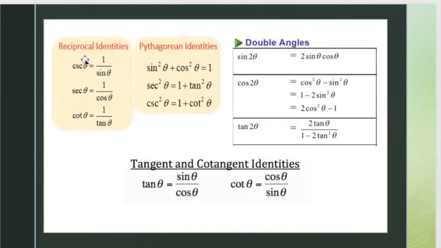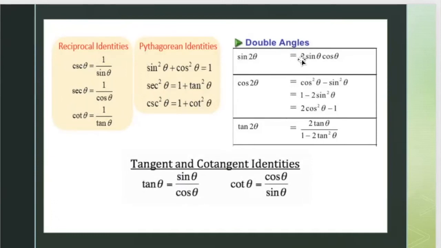Other identities that we need to know is that cosec theta is equal to 1 over sine theta. Sec theta is 1 over cos theta. Cot theta is equal to 1 over tan theta. Cos square theta plus sine square theta, that's 1. Sec square theta is equal to 1 plus tan square theta. Cosec square theta is equal to 1 plus cot square theta.